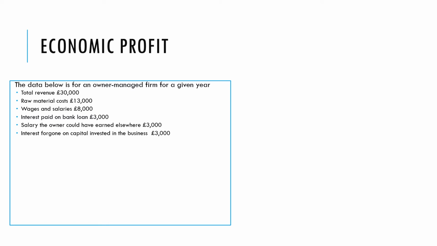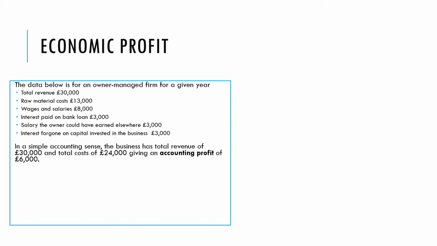We have some data here. We have revenue, money coming into the business, £30,000. We have some costs, 13,000, 8,000, 3,000. Now down here we have the salary the owner could have earned elsewhere, 3,000, and the interest foregone on the capital invested. So if we had invested money, instead of in the business, we put it in the bank, we could have earned this interest here, the 3,000.